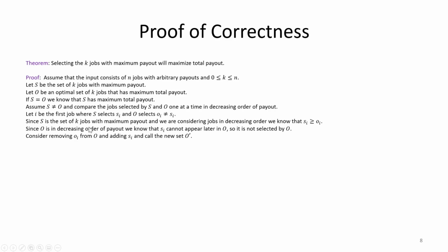What contradiction? Well, remember we assumed up here O is optimal. O has the biggest possible sum. It already has the maximum possible payout. If we can show there's another set that has a bigger payout, that's a contradiction. Okay, so that's one of the branches we might go down.